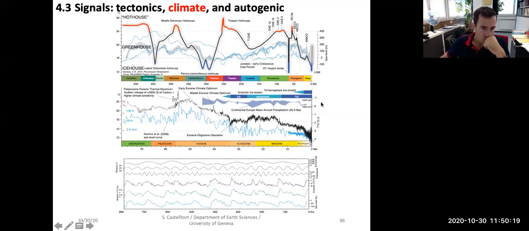Now, maybe I want to jump to this one before I go to the other one. This one here is a diagram of the last 800,000 years. On this diagram, which I took from one of the IPCC reports or papers, written by Valérie Masson-Delmotte, who is a famous French climate scientist, there is a compilation of data on those last 800,000 years.